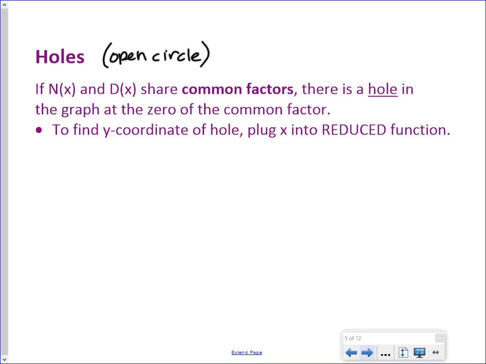You don't want to put it back into the original function because then you'll get 0 over 0. And 0 over 0 is really big trouble because is it 0 or is it undefined? We don't know. So we have a special name for that. We call it indeterminate. Can't say anything at all about it. So you got to plug it into the reduced function.